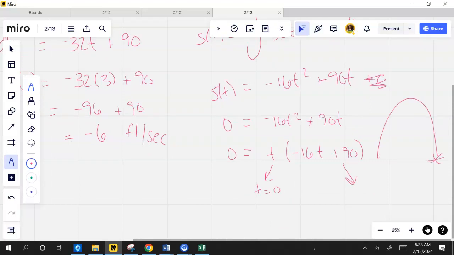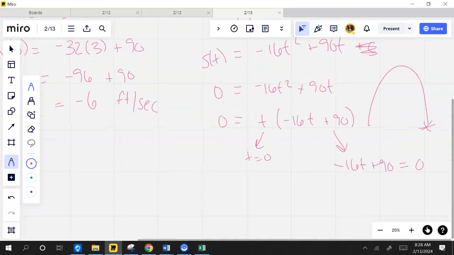Are y'all following me? Is this a problem? So, negative 90 divided by negative 16? 5.625. What are my units? It said, when does it hit the ground? Seconds. For 5.625 seconds.